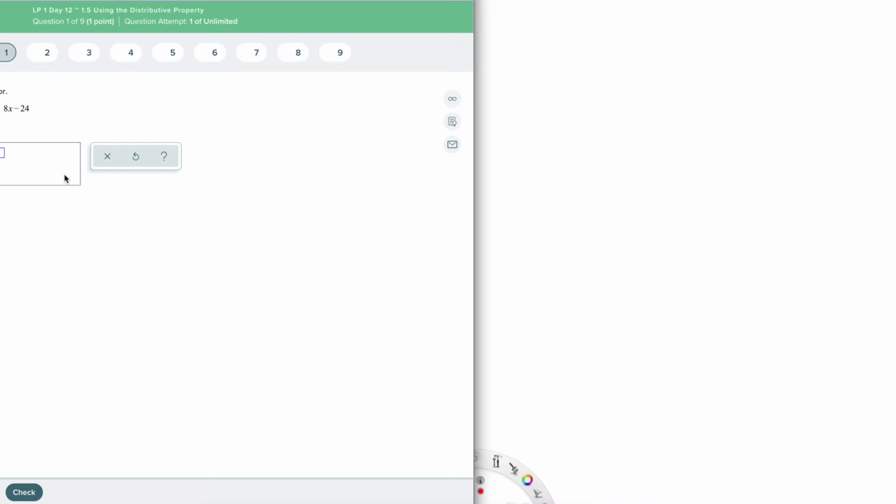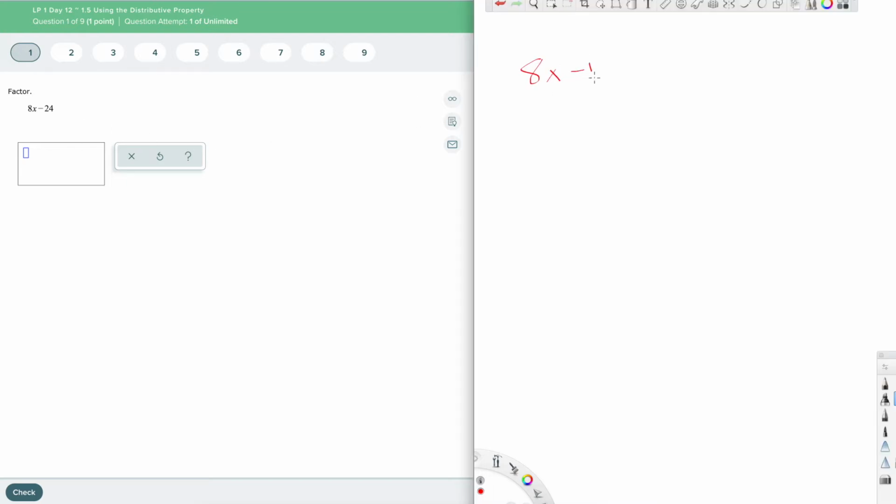All right, so now let's go ahead and take a look at the problem here. So it says factor 8x minus 24. So 8x minus 24, and just like that example was saying, we need the greatest common factor, not greatest common multiple, greatest common factor. So I want to know what's the biggest number that can divide into both 8 and 24. Well, that would be 8, wouldn't it? 8 can divide into itself, 8 can divide into 24.